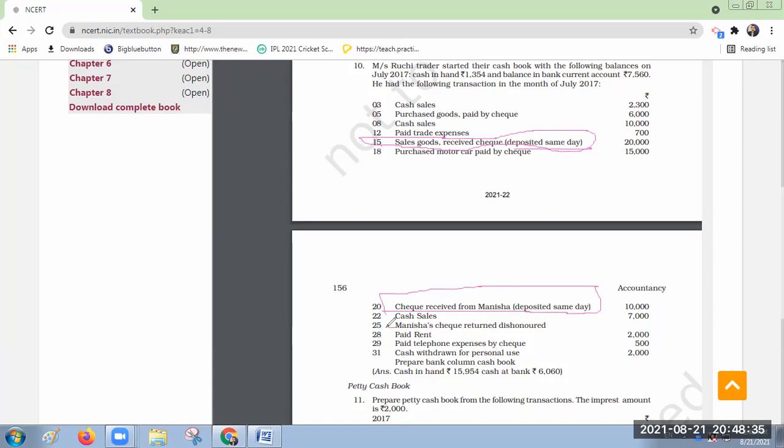See, 25th date. Manisha's check returned dishonored. What will you do? Yes, what will you do? Okay, you leave it. Now I will tell. Remaining transactions you see. Any doubt is there? No, sir. No doubts.